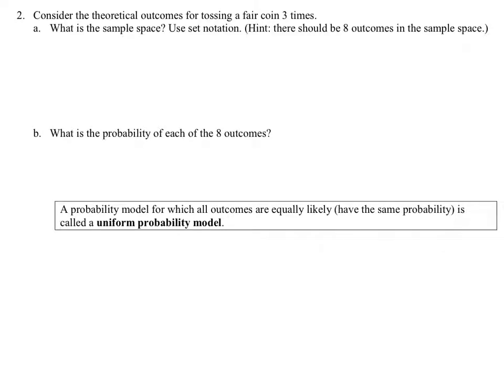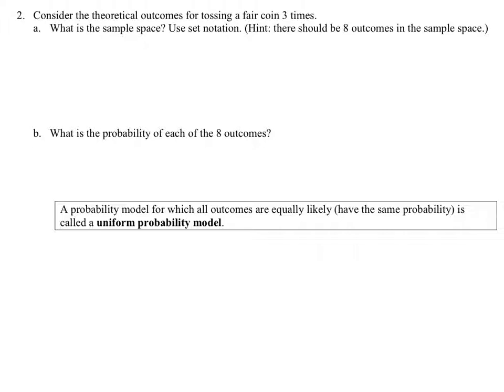Consider the theoretical outcomes for tossing a fair coin 3 times. What is the sample space? Actually, before we do the sample space, it may be good to see what this would look like using a model. Now this one is going to be the tree diagram that I am going to use. And we're tossing this coin 3 times. I'm going to put this down here at the bottom. And then we'll look at the probability of each of the 8 outcomes, but let's get the model together, which will help us with both of these two questions.